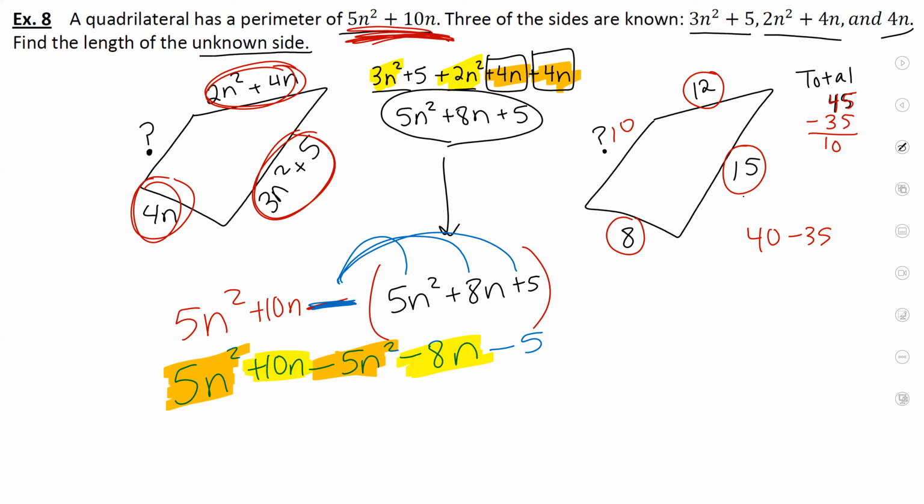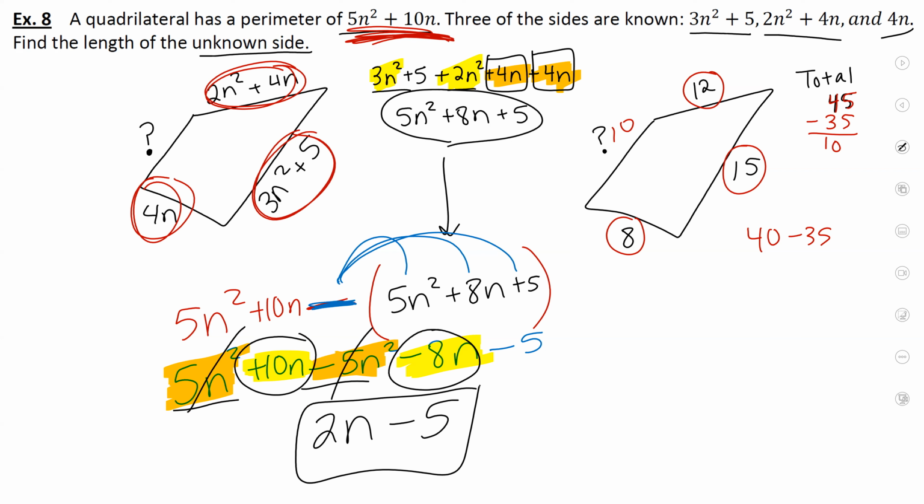Okay, so guys, what's 5 minus 5? 0, so those canceled out. What is 10 minus 8? 2, so this becomes 2n minus 5. That's your final answer. All right, that's it.